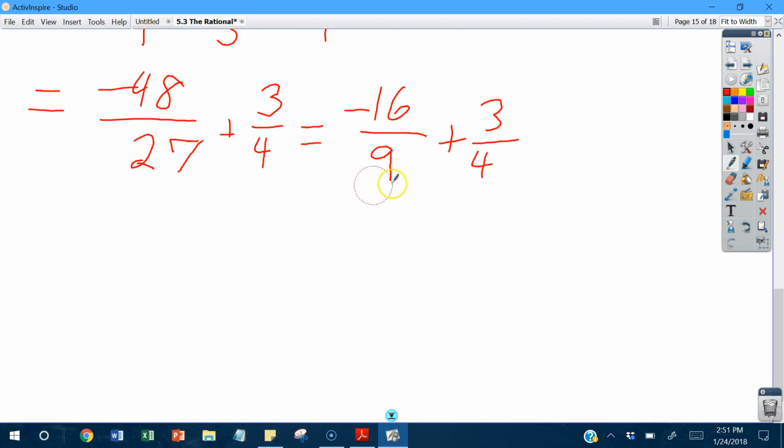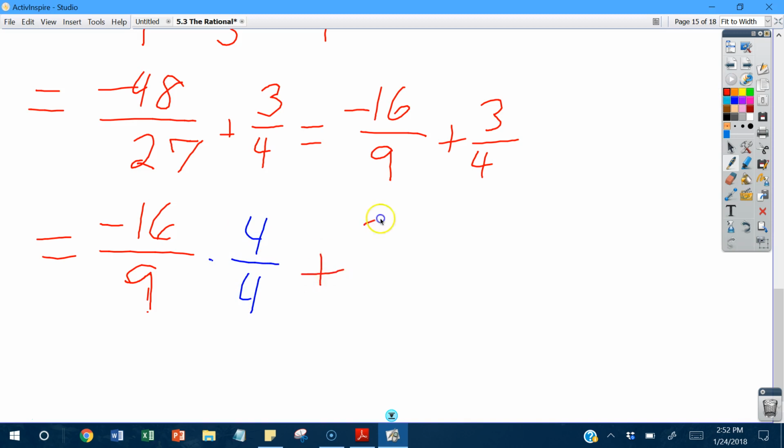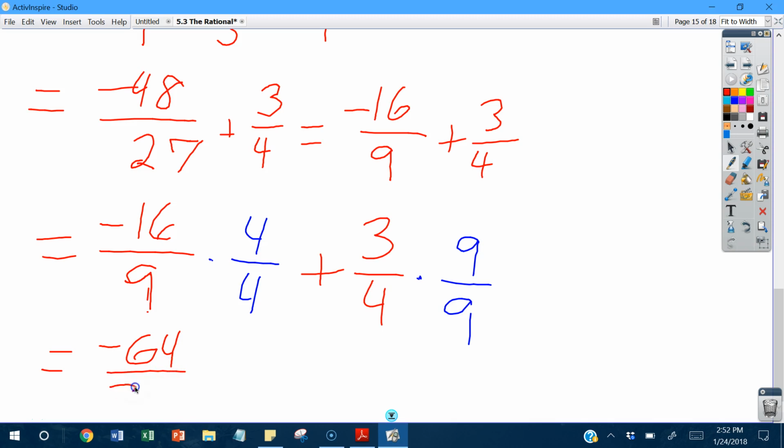Okay, we want the least common denominator between 9 and 4, and that denominator is 36. So I'm going to do -16/9 times 4/4. And then I'm also going to do 3/4 times 9/9. And I end up getting, what number is that? I get -64/36 plus 27/36. You do that addition.